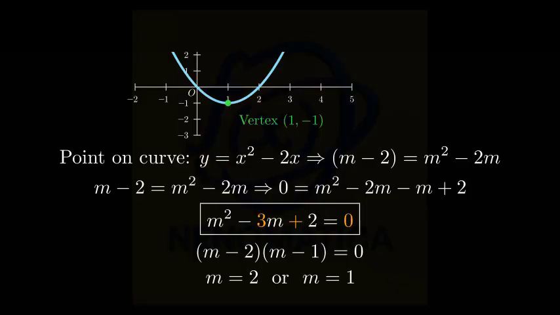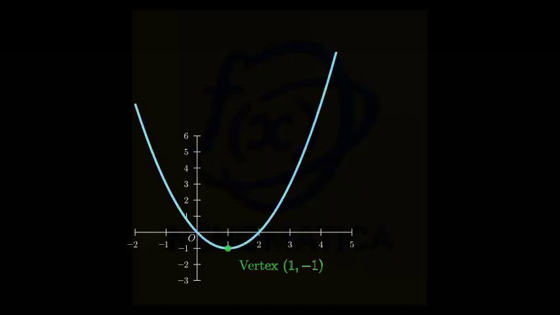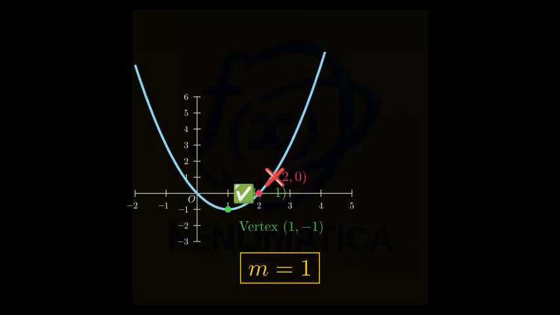But we still must enforce that S is the vertex, not just any point. The vertex x-coordinate is 1. Since the point S has x equal to m, we must have m equals 1. That selects the correct value. Let's visualize both candidates on the graph to build intuition. We place S(1, -1) and S(2, 0). Only S(1, -1) sits at the vertex, so that is our final answer. Therefore, the value of m that makes S(m, m minus 2) the vertex of y equals x squared minus 2x is 1.